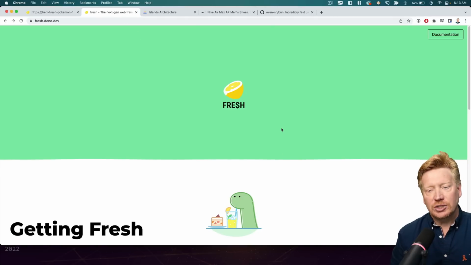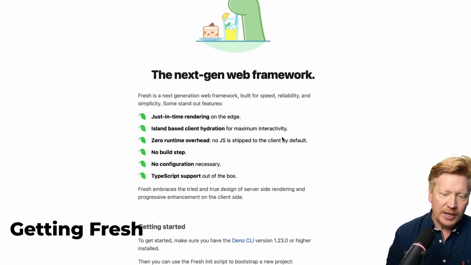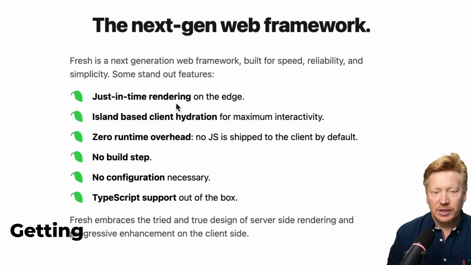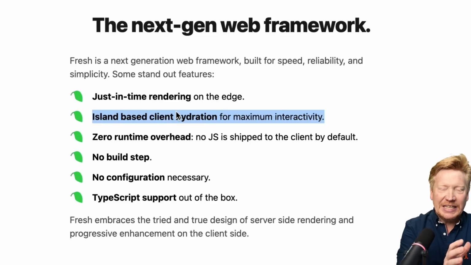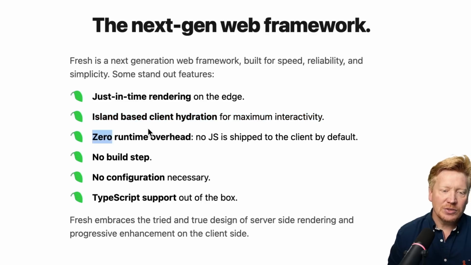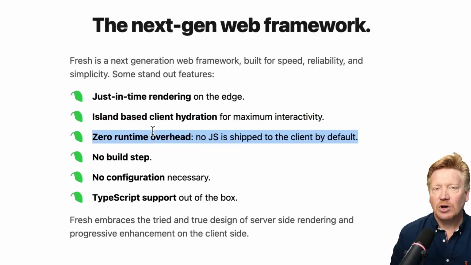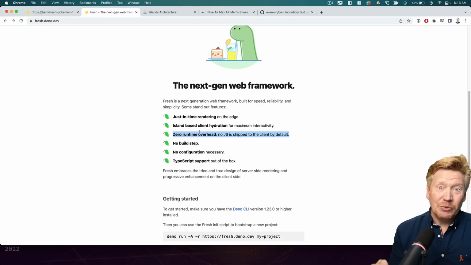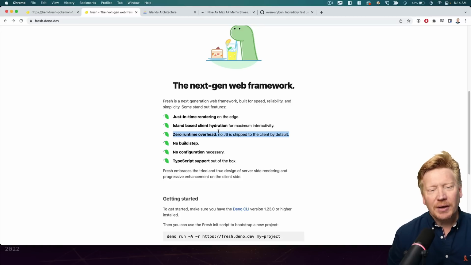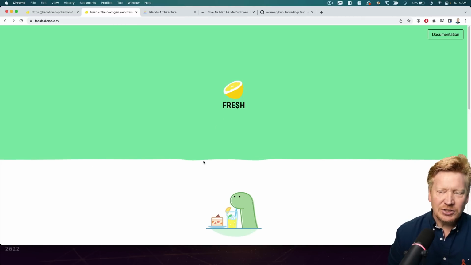So what is Fresh? So this is the Fresh homepage. And it talks about how this is the next gen web framework, and in particular, this islands-based client hydration for maximum interactivity thing, which we'll get into as we go over it. There's also the zero runtime JS overhead, which means that if your pages don't have any interaction in them, there will be no JavaScript downloaded to the browser, which makes them really, really fast. Okay, but enough talk, and let's actually try it out and get into it.